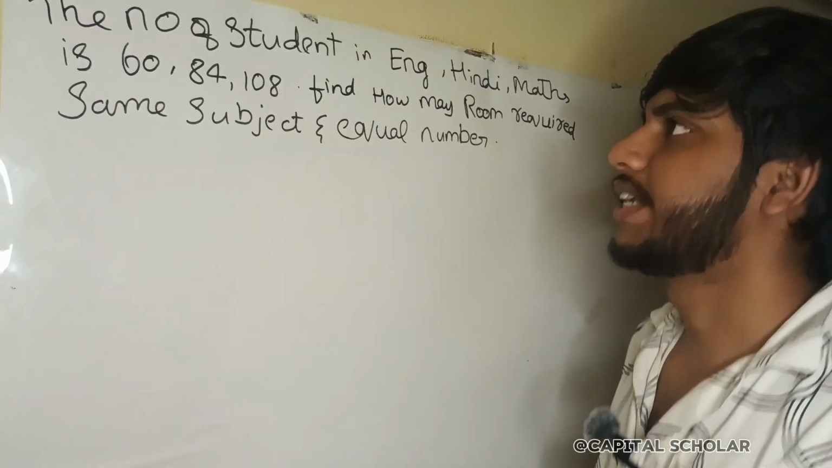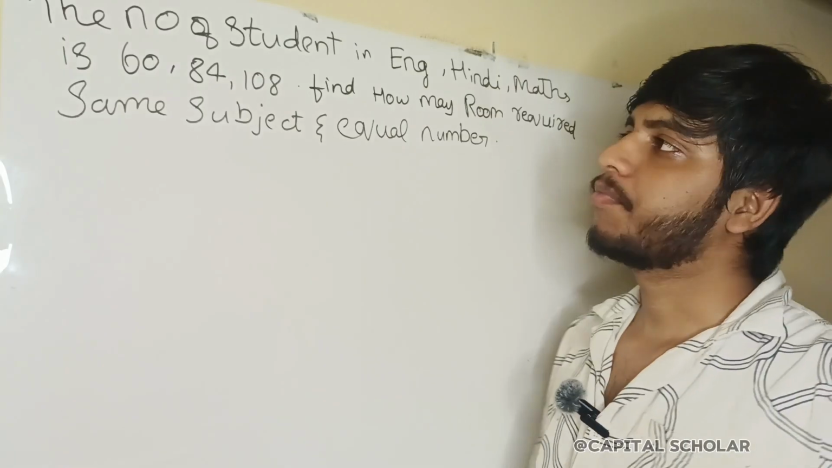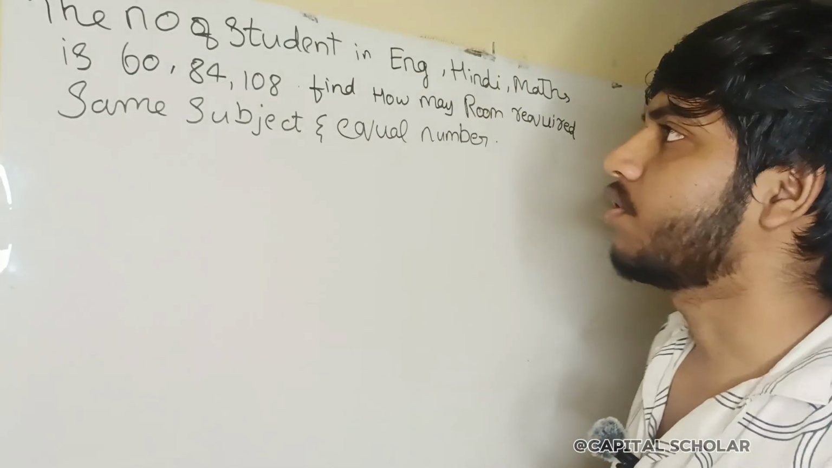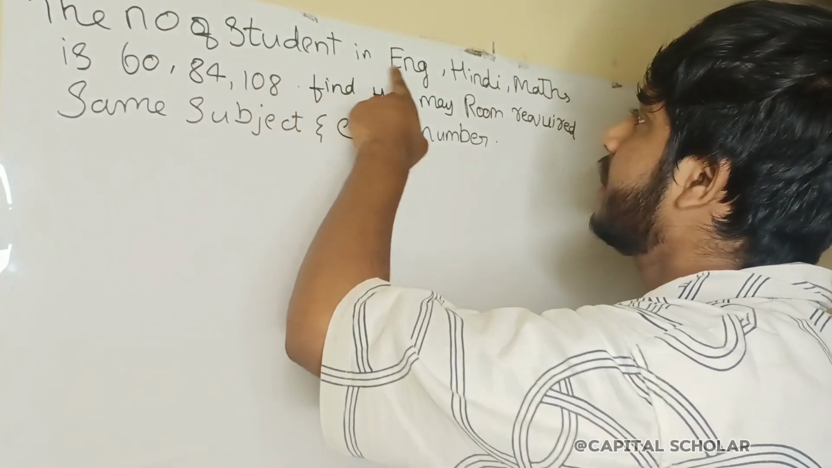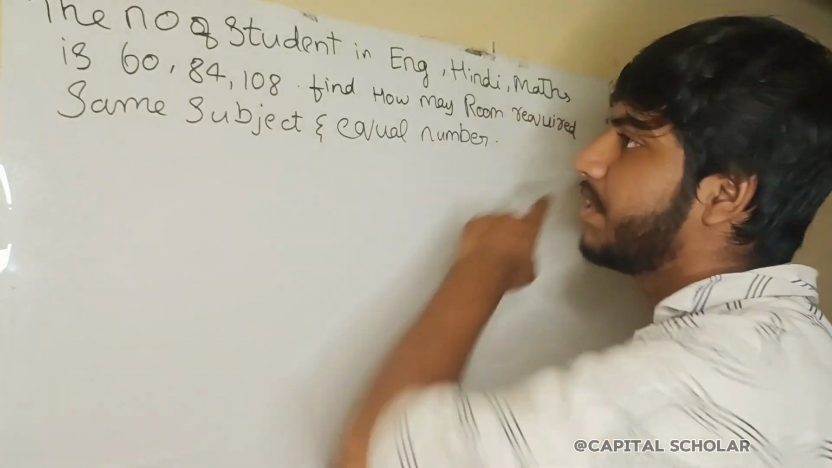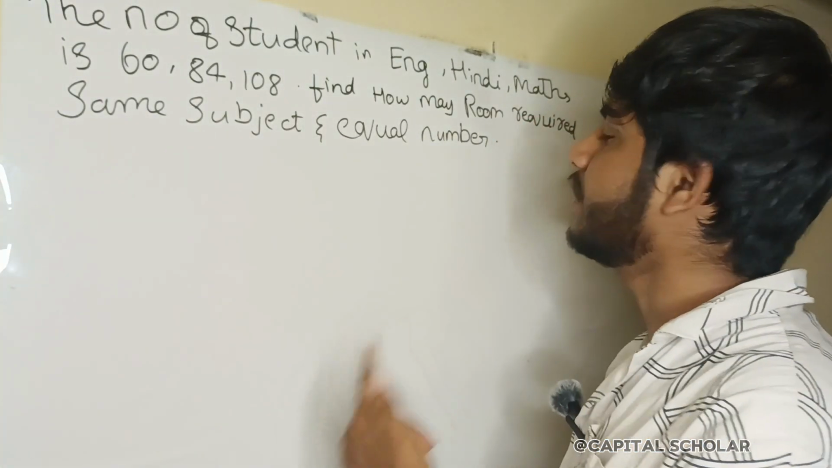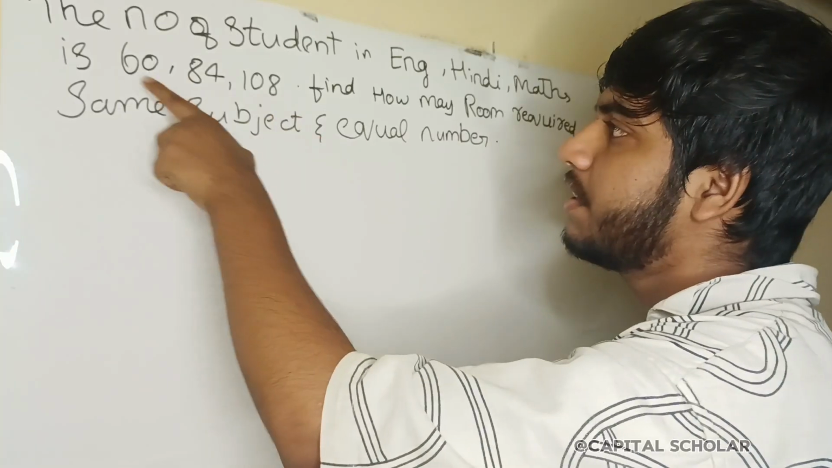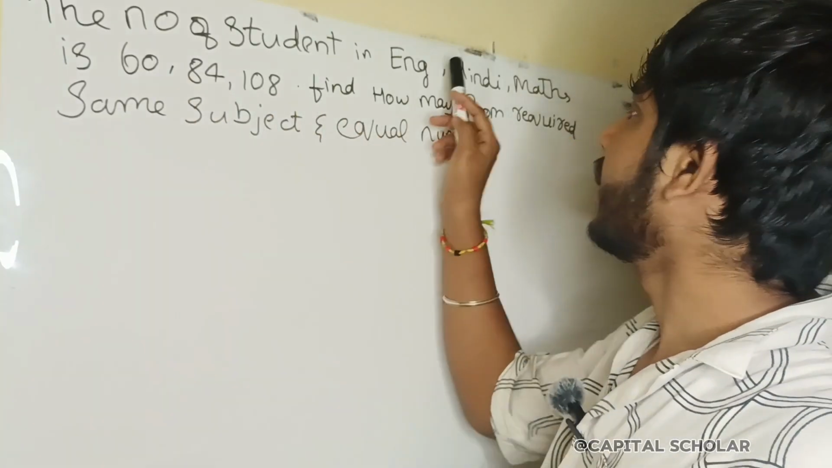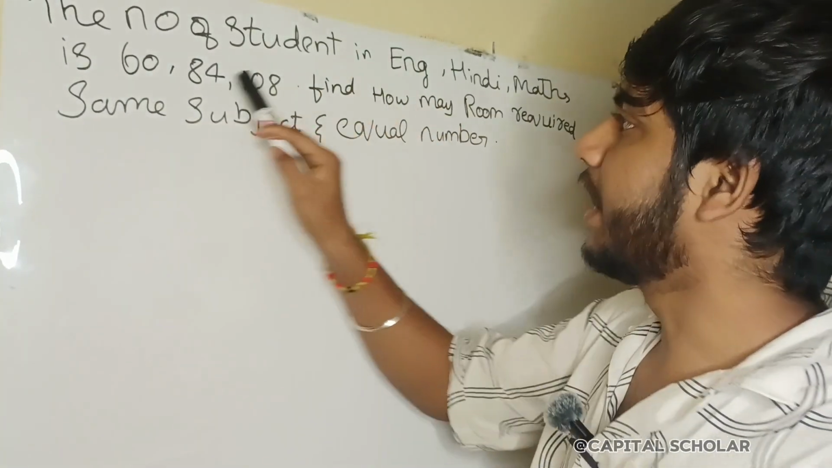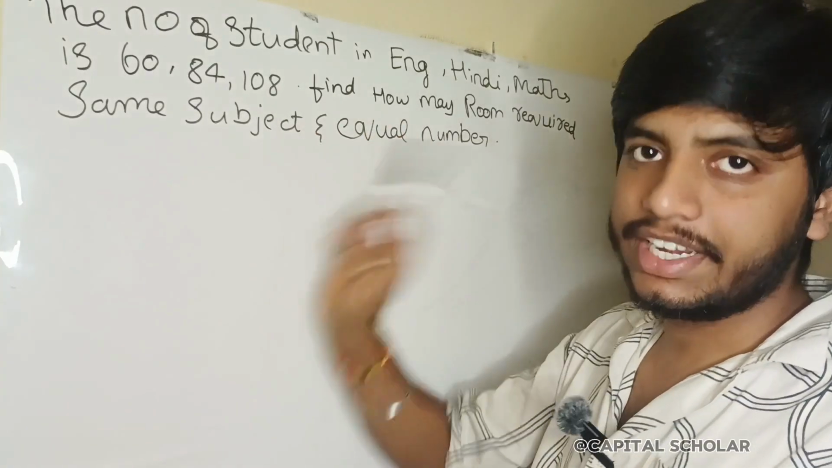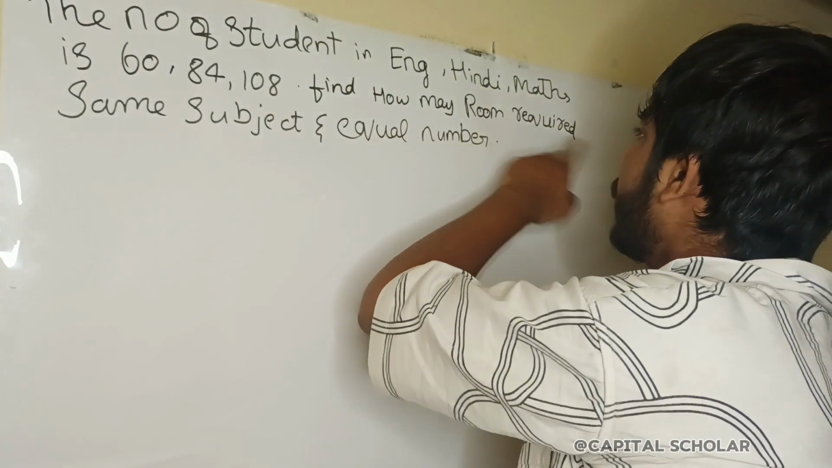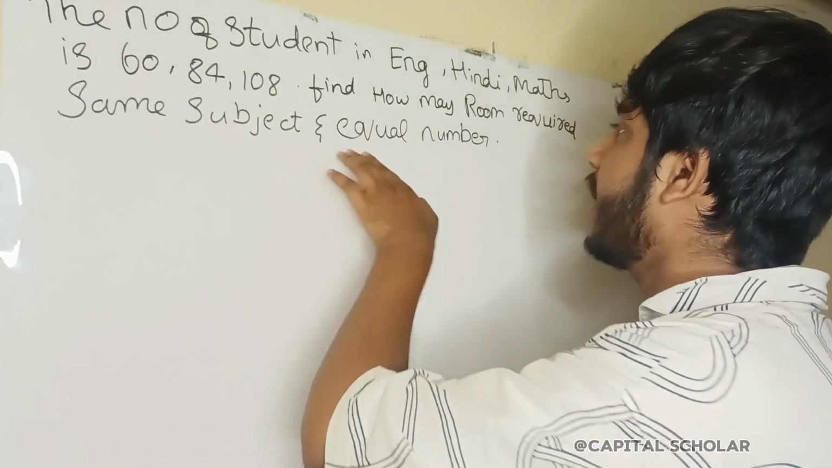Okay, here is the next question. The question is very complicated, but it's very easy to solve. The number of students in English, Hindi and Maths. There are 3 sections: English, Hindi and Maths, with 60, 84, 108 students. Like in English 60 students, in Hindi 84 students, in Maths 108 students. Find how many rooms are required, with the same subject and equal numbers.